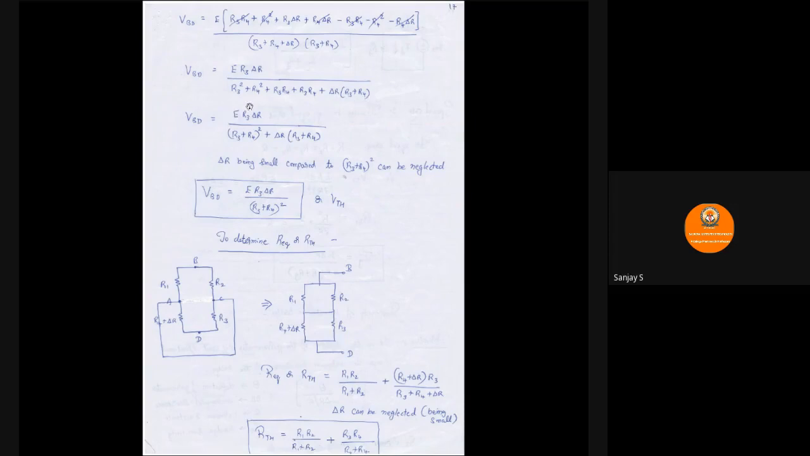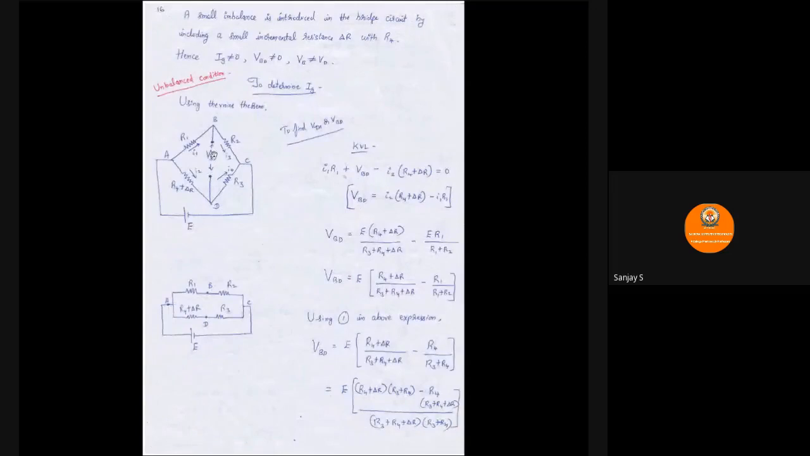Then this can be written as E R3 delta R by (R3 plus R4) whole square plus delta R into (R3 plus R4), since A plus B whole square is A square plus B square plus 2AB. That's what is being done here. Then delta R, being very small compared to (R3 plus R4) whole square, can be neglected because it is a very small value in comparison with those resistances, and above all we are adding them and taking the square, which will be a huge value. So delta R can be neglected. If you neglect that, you'll be left with E R3 delta R divided by (R3 plus R4) whole square. This is the potential difference between B and D.